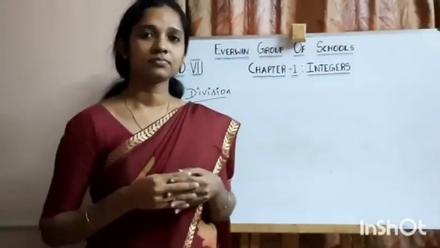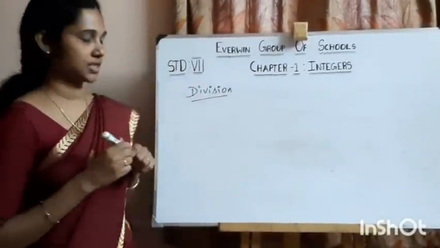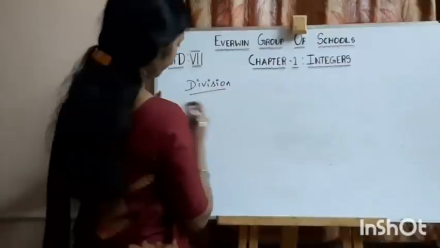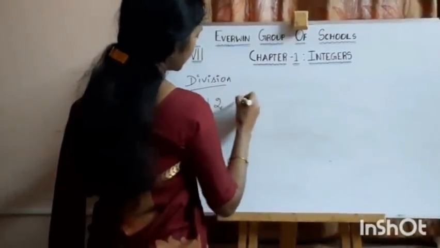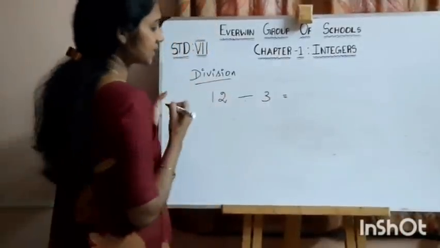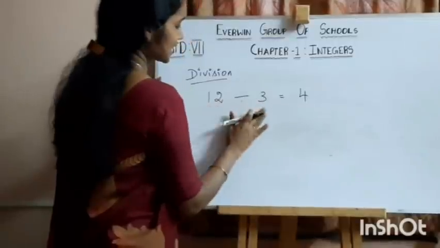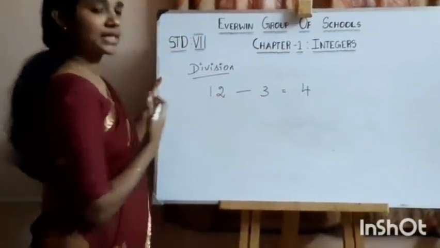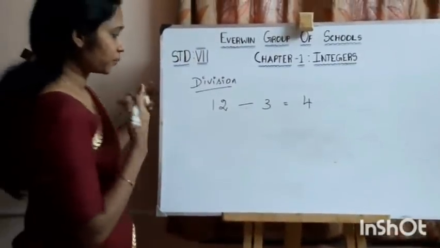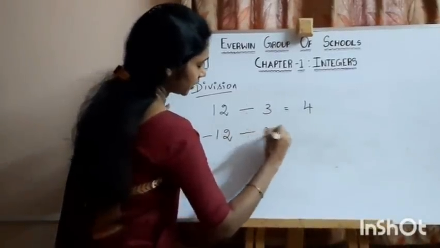Okay. Now we shall see how to divide the integers. So, 12 divided by 3. What is 12 divided by 3? It's 4. So, there's not much difficulty in this. So, we will put a sign. Okay, minus 12 divided by 3.